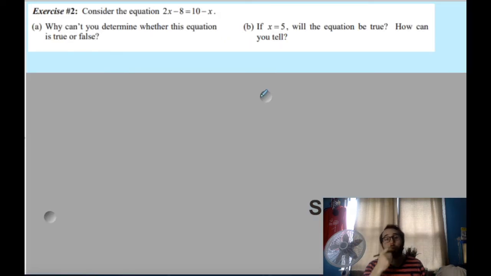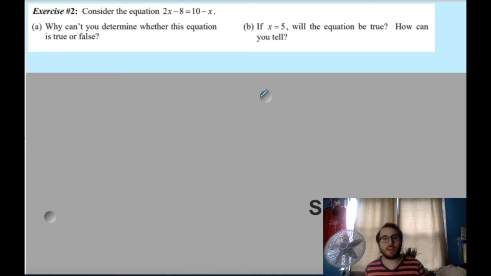All right, consider the equation 2x minus 8 equals 10 minus x. Why can't you determine whether this equation is true or false? Now that might be a silly question. You can't determine if that equation is true or false because you don't know what x is, right? I know a lot of us jump to, okay, just solve for x, substitute back in, and if it works, you're good, right? That's what you've been taught all of your life. But abstractly, why can't you determine if that equation is true or false? Because you don't know what x is.